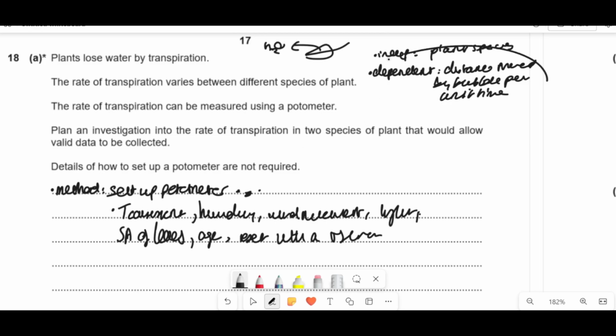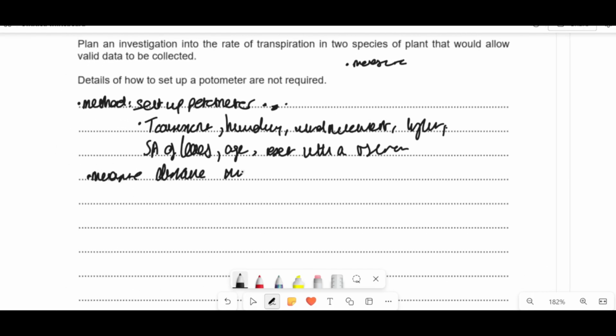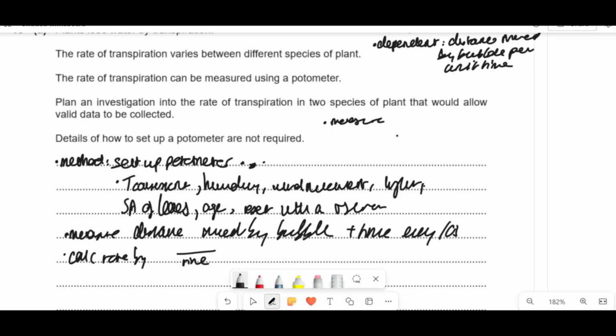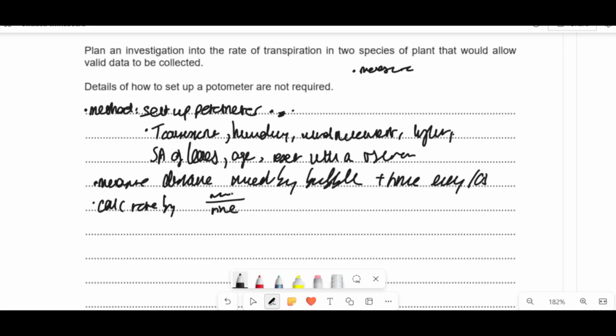First of all, let's talk about how we actually measure the rate. You would measure the distance moved by the bubble, and also the time, like every 10 seconds or something like that, continuously if you can. Then you would calculate the rate by doing the movement of the bubble per time, so whatever it is divided by the time it took, or it could be the volume, by assuming a cylinder moving across or something like that, whatever you choose, over time. And we're obviously going to repeat it for the 2 species.